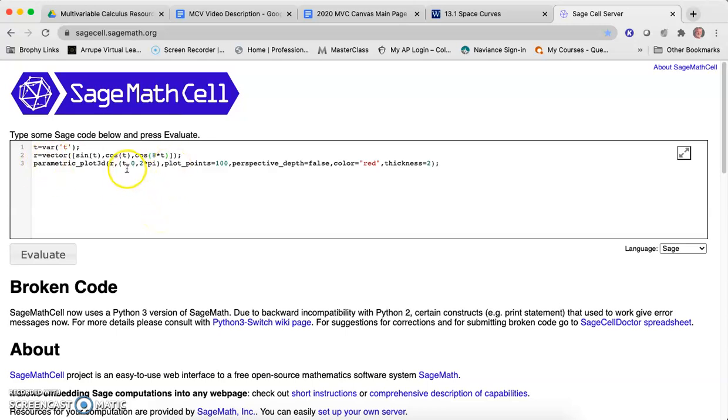This will plot t from 0 to 2 pi. That's basically where the range of the parameter is provided in the code. The rest of this we don't have to worry about right now. It basically controls what it's going to look like. It's going to put a box around it. That's what plot 3D does. It's going to give it some perspective, and it'll plot the function in red. So let's evaluate.